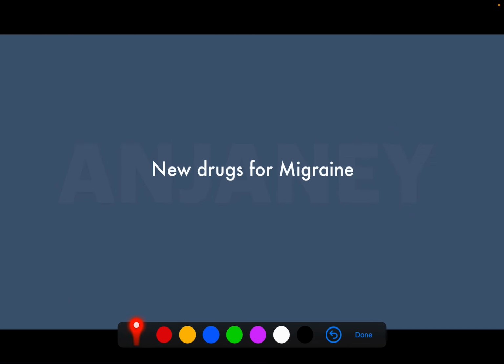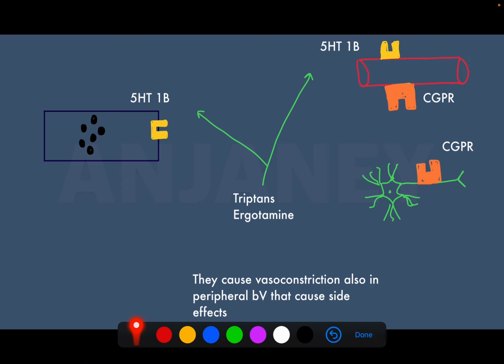Now we are studying some new drugs for migraine. See, so what's wrong with our old drugs that we studied? These triptans and ergotamines, what they were doing was, we know trigeminal neuron and blood vessel both have this 5-HT1B receptor, which is a serotonin receptor. Now these drugs act here, causing vasoconstriction here and stopping this release here. The problem was these drugs also cause vasoconstriction in the periphery, where we get ischemic heart diseases and all sorts of problems.